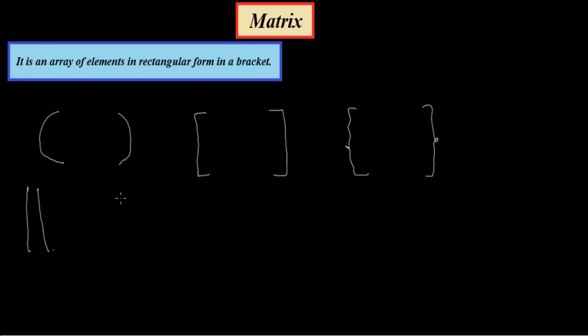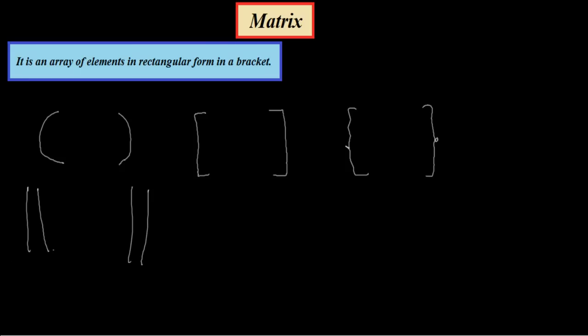So we could put any sort of bracket around the elements in a rectangular form. We can take a bracket like this, this large bracket, this medium bracket, or we can use two vertical lines here and two vertical lines here. We could put the elements between two vertical lines. This would be the matrix. So we could represent the matrix in this way.